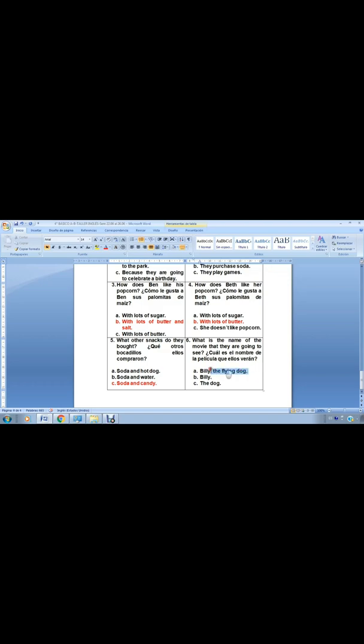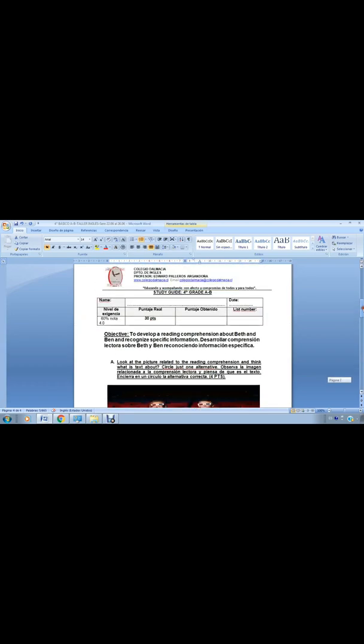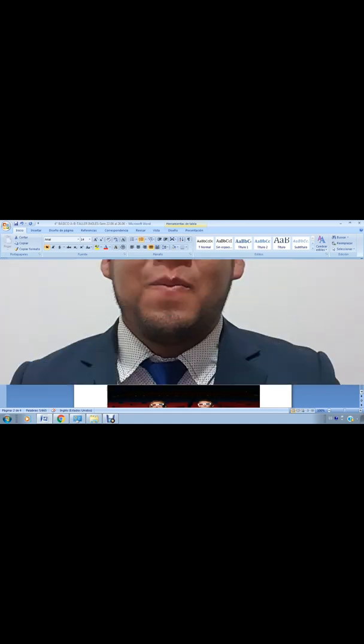So, entonces, the correct answer is letter A. La respuesta correcta es la letra A. Billy the Flying Dog, Billy el perro volador. So, these are the activities that you have to complete in your study guide. Entonces, estos son las actividades que ustedes deben completar en su guía de estudio.